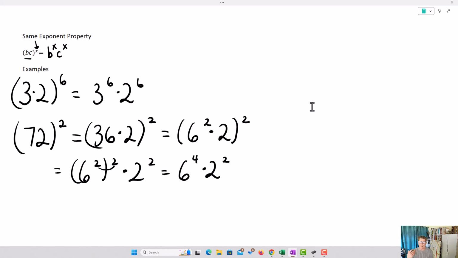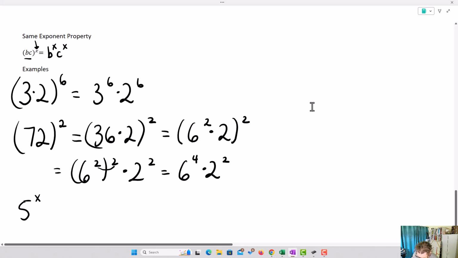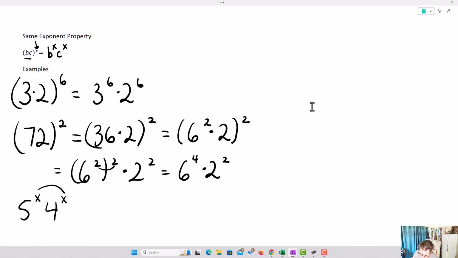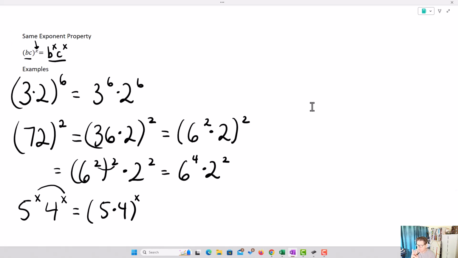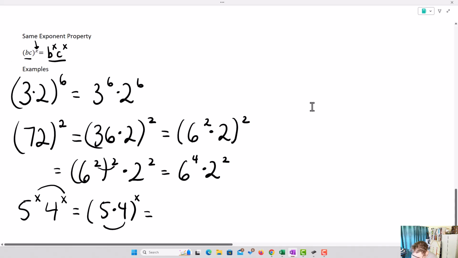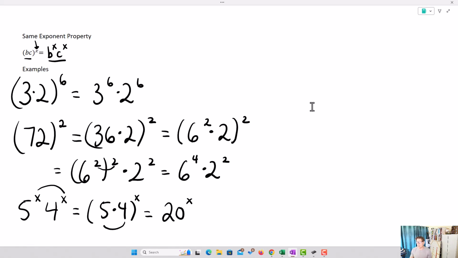Let's instead take a look at something a little bit more common. Let's say I have 5 to the x and 4 to the x. Well, notice that we actually have the same exponent. And so what we can do is bring these in. That's now 5 times 4 to the x power. So we've gone from this side where we have two separate, different bases but the same exponent, and we bring them both into the parentheses and multiply them. So this now equals 20 to the x power. And that's how the same exponent property works.